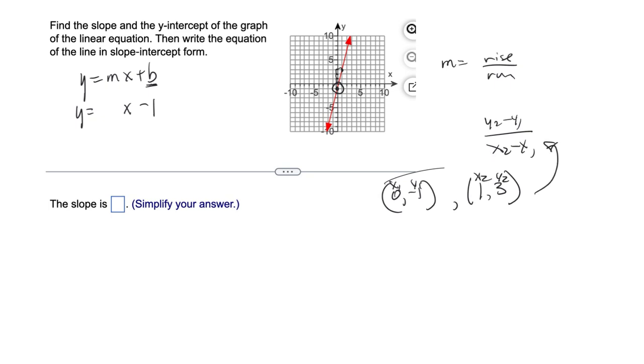Or just look at it. I go up 4 and over 1, so my slope is 4 over 1, or just 4. So that would be the equation of the line that's in red there. Okay, hopefully that helps you with those 4 questions.